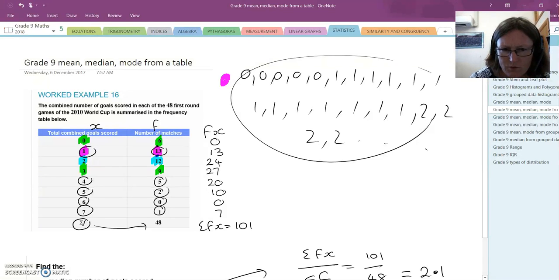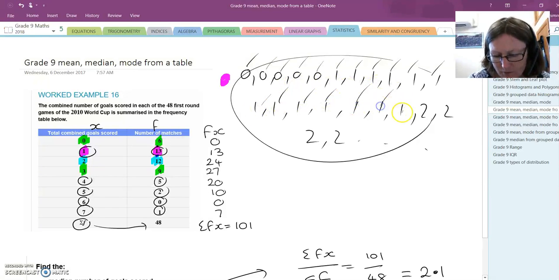these 48 scores. So you could have gone into your calculator 0 plus 0 plus 0 plus 0 plus 0 plus 1 plus 1 plus 1 plus 1 plus 1 plus 1 plus 1 plus 1 plus 1 plus 1 plus 1 plus 1 plus 1 plus 2 plus 2. Enter all the scores and then divide by 48. Very high chance of calculator error.